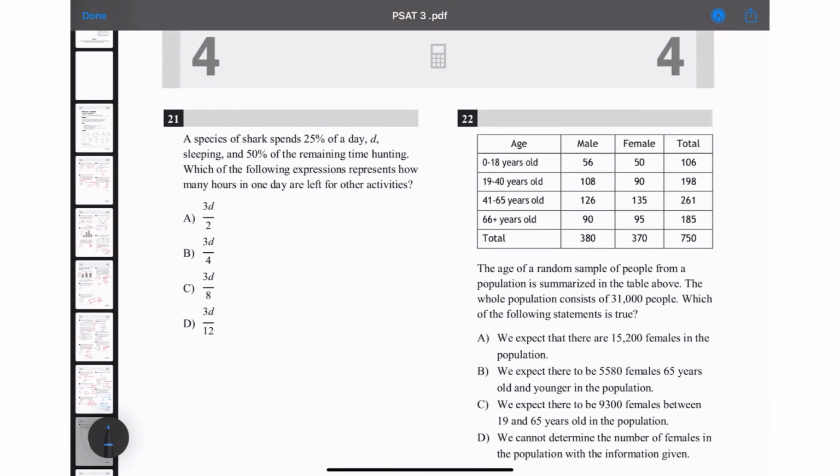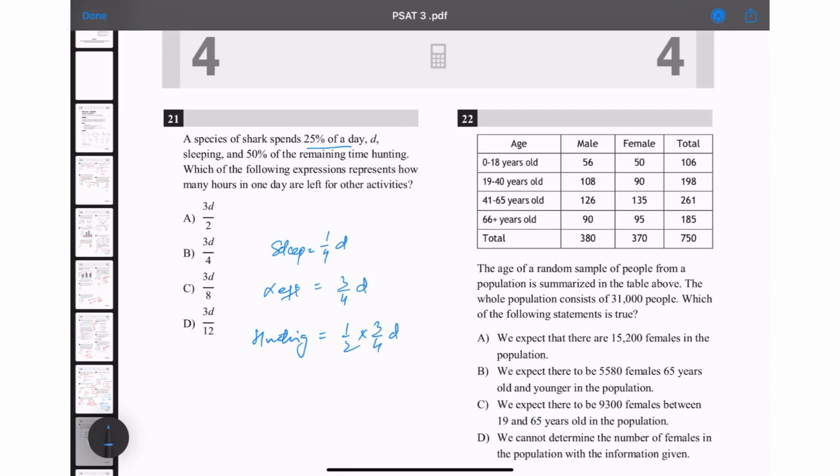Question number 21. A species of shark spends 25% of its day sleeping. It means 1/4 day sleeping. How much is left? 3/4 of the day, right? If you spend 1/4, 3/4 is left. And 50%, that is half, in the remaining time hunting. So hunting is half of the remaining, half of 3/4. So what is left after this?